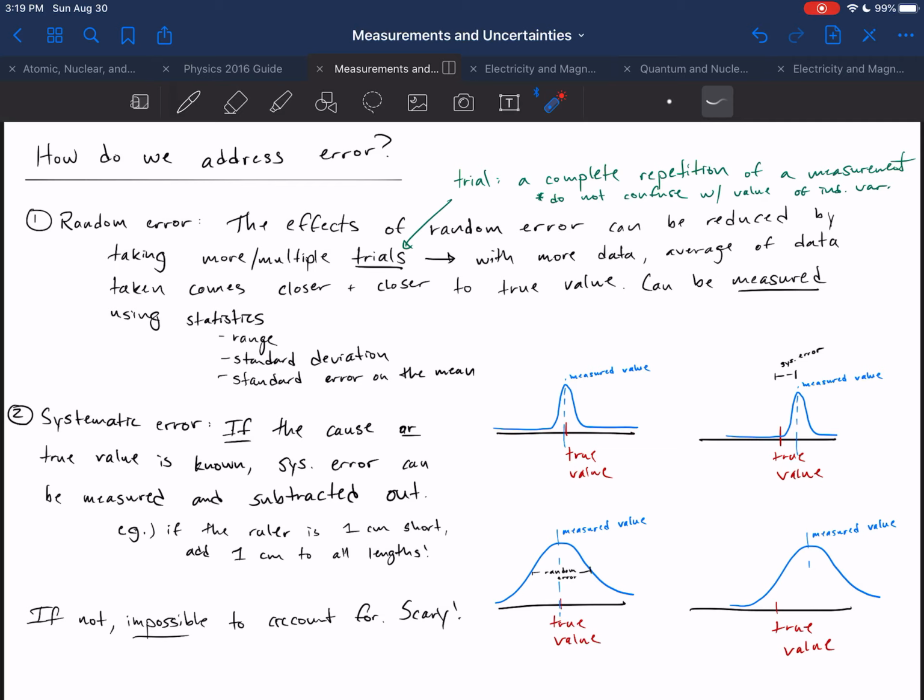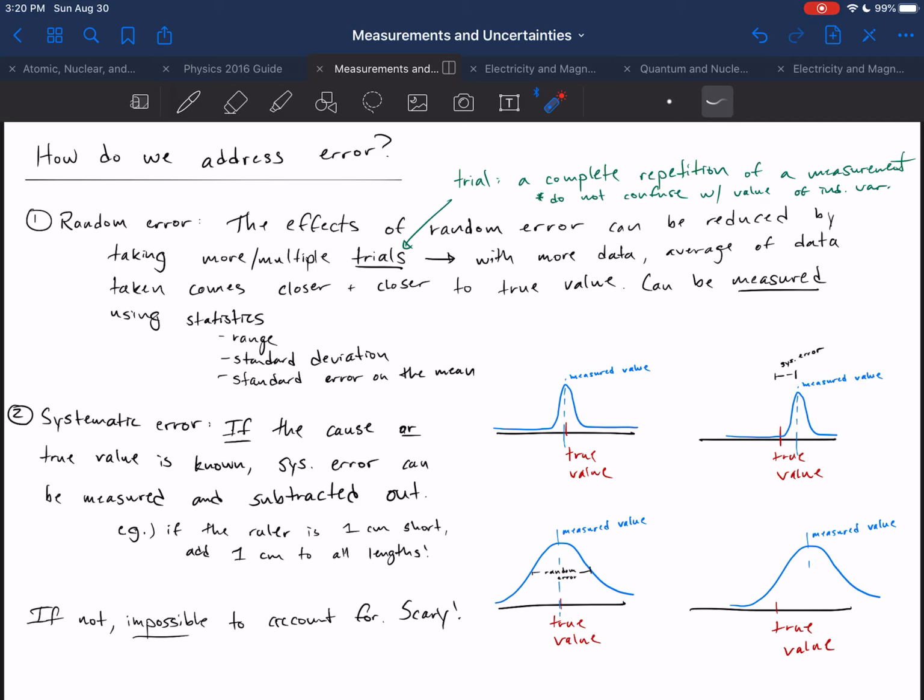Okay, so what happens if you don't know the true value? Well, sometimes you know the cause of the error. So you identify, for example, that your ruler is short or that you didn't zero it properly. If that's the case, you can identify the cause, figure out how much error it would have introduced to each of your measurements, and subtract it out. That's an example where if you know the full cause, you don't necessarily need to know the true value to subtract that systematic error out, okay?